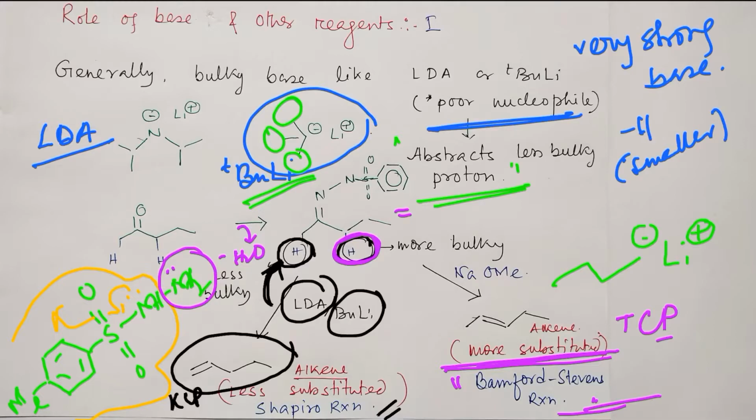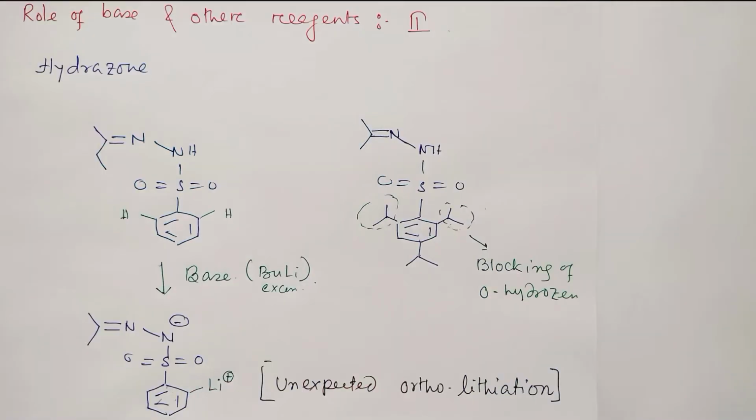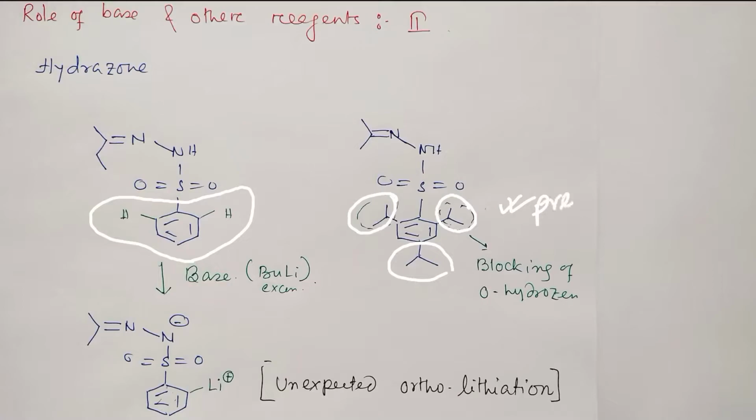So please be careful. Remember that the base has a very important role. This LDA or butyl lithium, its bulkiness determines the product, that is the less substituted alkene. Okay, fine. And another part, in case of the hydrazone, we need to provide special care. For example, if you take a simple hydrazone, meaning a simple unsubstituted benzene derivative, benzene sulfonyl hydrazone, this one, versus the 2,4,6-triisopropyl hydrazone, which one is preferred? Obviously this one is preferred.